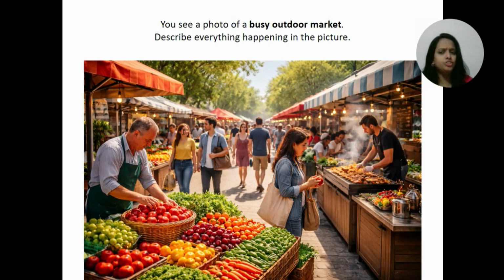Okay. This picture shows a lively outdoor market that appears to be taking place on a sunny day. In the foreground, several vendors are selling fresh fruits and vegetables. One vendor is arranging apples in a large basket while a customer seems to be examining the produce carefully. On the left side of the image, a group of people are walking through the market carrying shopping bags. They appear relaxed and engaged in conversation. On the right side, there is a small food stall where a man is preparing what looks like grilled street food. A few customers are waiting nearby.